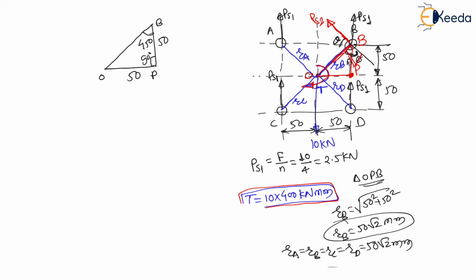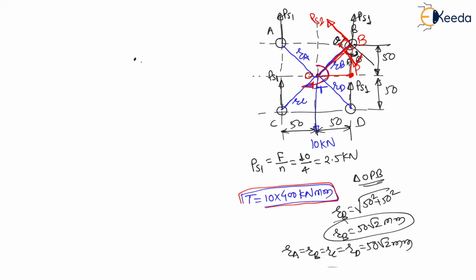Here these two lines are perpendicular. Radius is perpendicular to force, or not? Radius is perpendicular to force. Therefore, this is theta and this is also theta, right? Therefore, one thing we got, the angle between PS1 and PS2 is 45 degree.